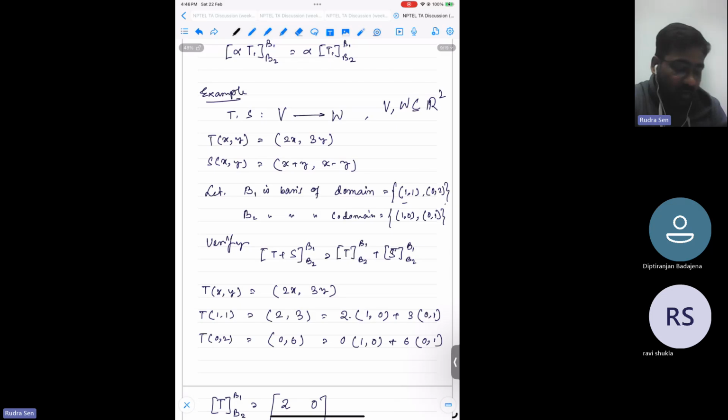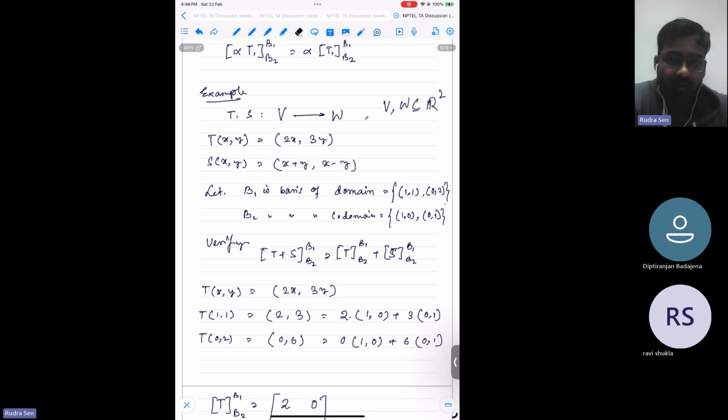This is not a unique basis. You can consider anything, there exist many. But the basis for the domain that I'm giving you is (1, 1) and (0, 2), and the basis for the codomain that I'm giving you is (1, 0) and (0, 1). From here you have to check whether (0, 1) and (1, 0) can be a basis for the V space or not. It also exists in R2, but you have to check all those criteria, whether this holds or not.